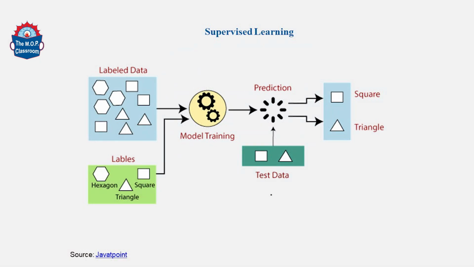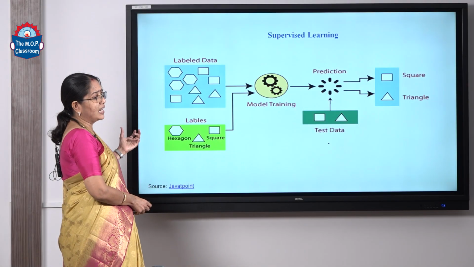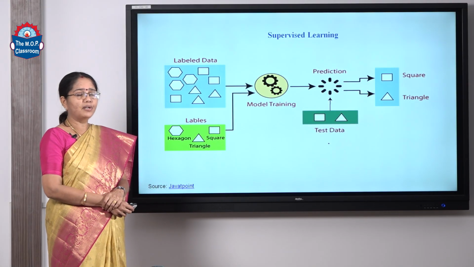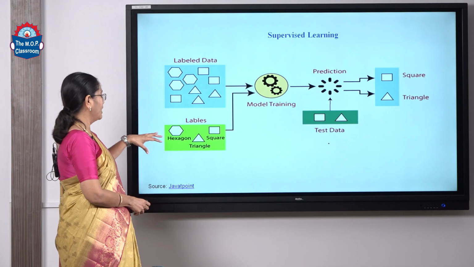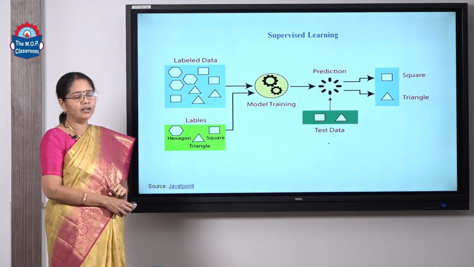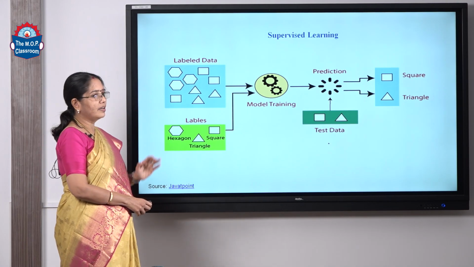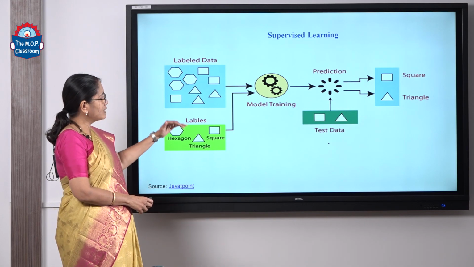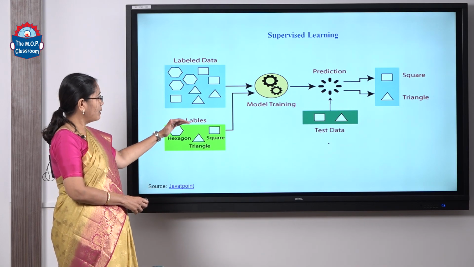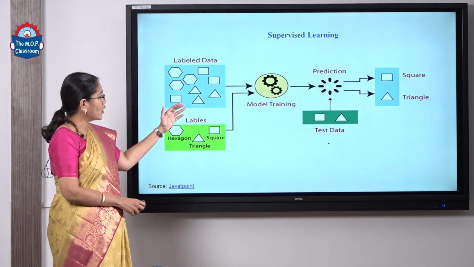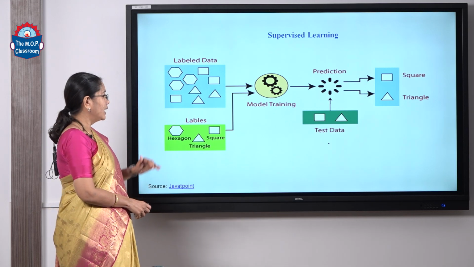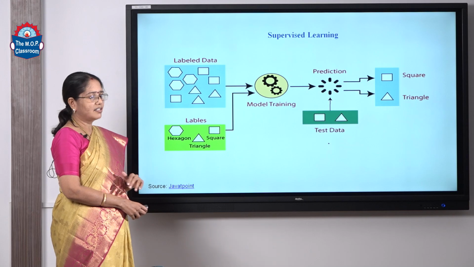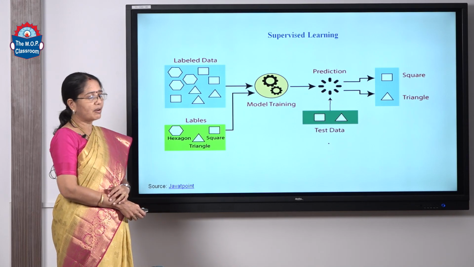So here we have a set of labeled data, and the labels assigned to this input data are the various shapes: hexagon, square, and triangle. This pattern is given to the ML model. So the model trains on the data, and when a new set of test data is given, say for example two shapes, the model is able to predict automatically that the given shapes are square and triangle. So this is what supervised learning is.